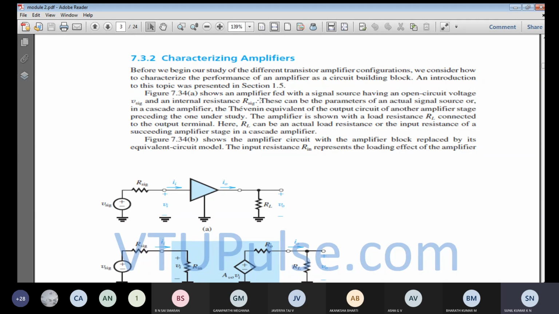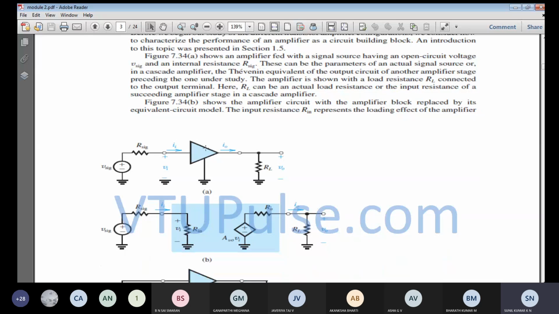One is the input resistance. What should be the input resistance? What should be the output resistance? What should be the gain? In gain there are also three categories, which you studied in the previous class. This is a general block diagram of an amplifier.